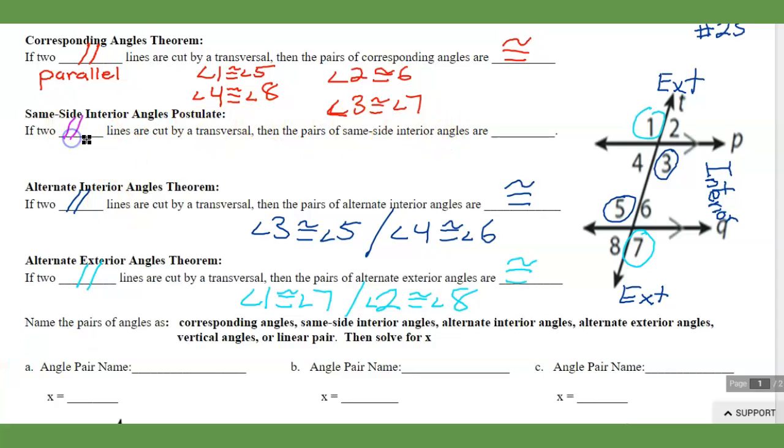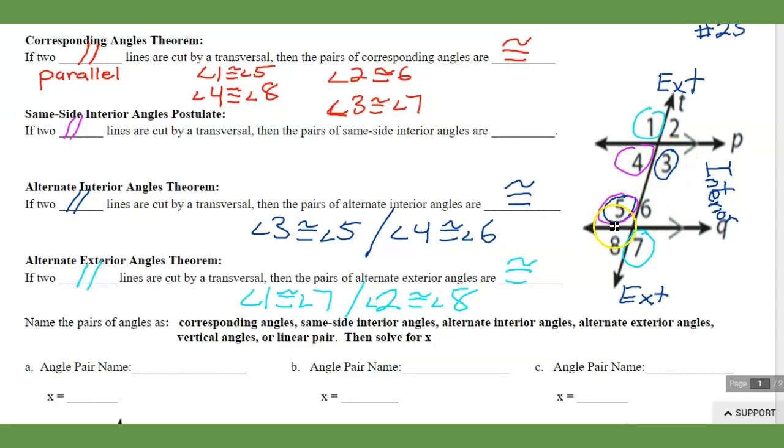Now the one I saved for last is a little bit different. Okay, two parallel lines cut by a transversal, pairs of same side interiors are, so interior on the same side, not alternate sides, but same side. So we're talking about 4 and 5, and then 3 and 6.